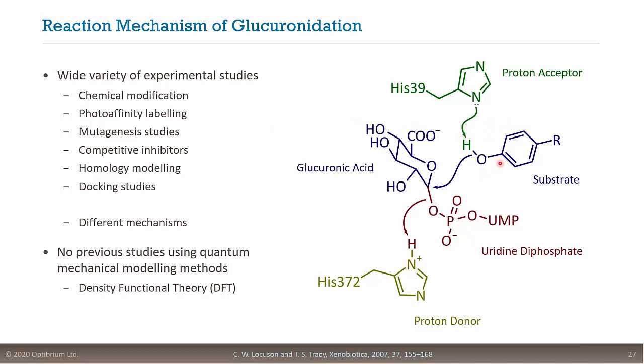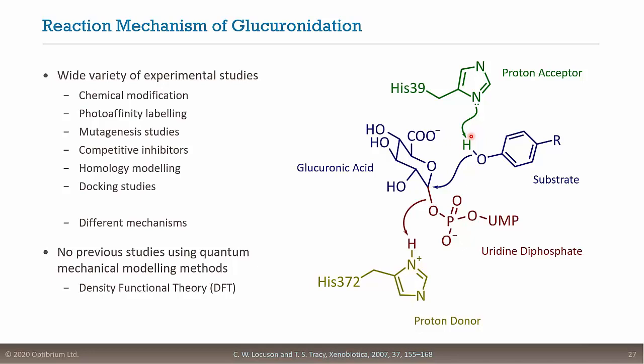So we have our substrate, and in this case it's a phenolic oxygen here. And this is our cofactor, uridine diphosphate glucuronic acid. The substrate oxygen attacks the anomeric carbon of the glucuronic acid, forcing the uridine diphosphate to leave. And the reaction mechanism is stabilized by the protein. There's the proton acceptor and proton donor, and the proton donor gives the leaving group a proton, and the proton acceptor accepts the proton from the substrate.